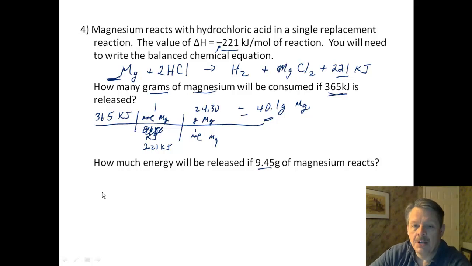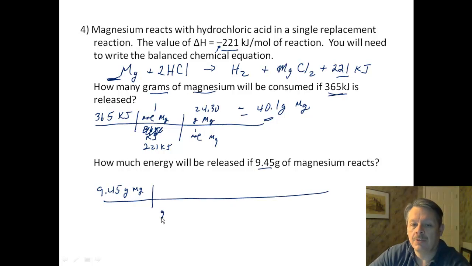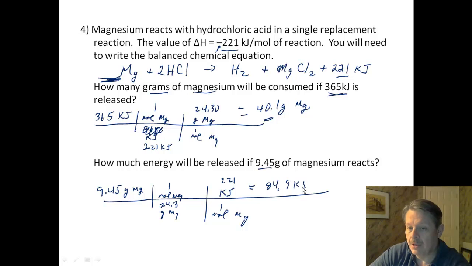Okay, I also have 3 sig figs down here. So, how much energy will be released if I have 9.45 grams of magnesium? So now I'm working the other way. I have to get rid of grams of magnesium and go to moles of magnesium. And from moles of magnesium, I want to get to kilojoules. Well, 1 mole of magnesium, we've already figured out that weighs 24.3 grams. And kilojoules is 221, and we're at 1 mole of magnesium. So if we divide and multiply this out, we get 84.9 kilojoules of energy.